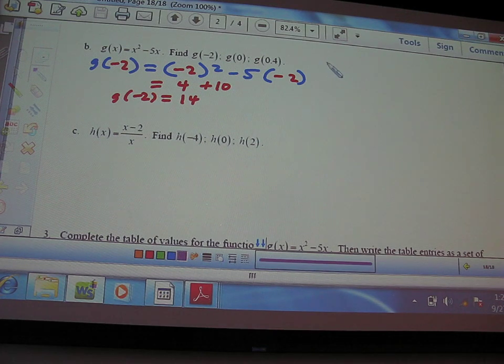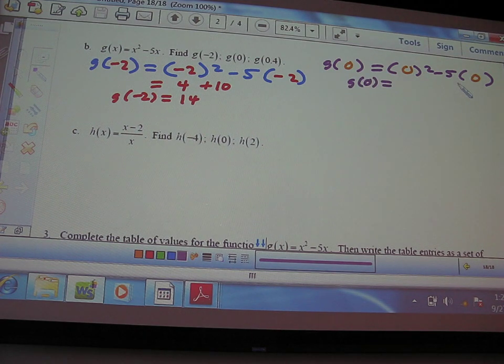Next one we have g of giant parentheses equals giant parentheses squared minus 5 times giant parentheses. Inside is going to go 0. Oh, well that one's pretty straightforward because 0 squared is just 0 minus -5 times 0 is just 0, so that just equals 0.